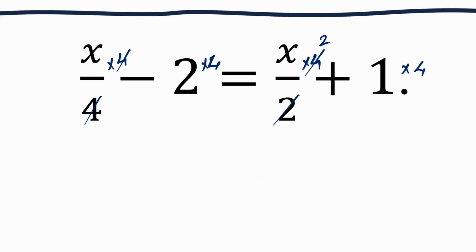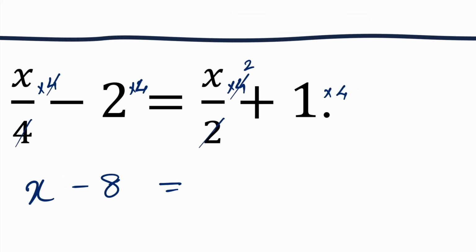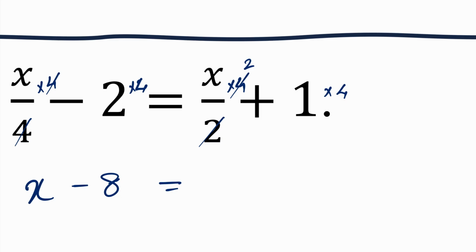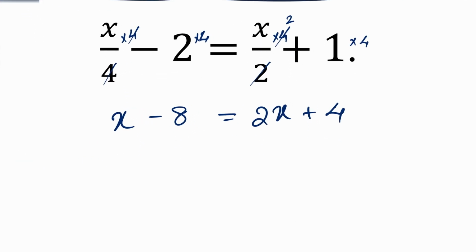I'm writing the equation over here. So what is remaining here? Just x. And negative 2 times 4, that is negative 8, equal. And over here, x times 2, that is 2x, plus 1 times 4, that is 4. So this is my equation.